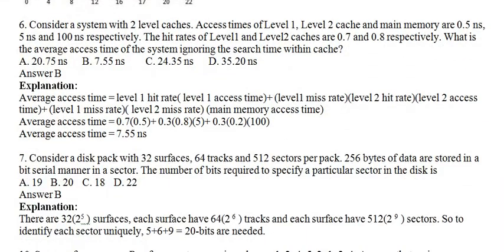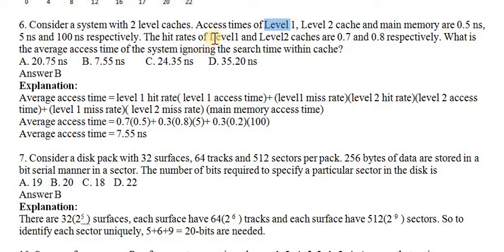Next one: consider a system with 2-level caches. The access times of level 1, level 2 cache and main memory are 0.5 nanosecond, 5 nanosecond and 100 nanosecond respectively. The meaning is we can access any data with 0.5 nanosecond from the level 1 cache, 5 nanosecond from the level 2 cache, and if you want to access from main memory it takes 100 nanosecond.